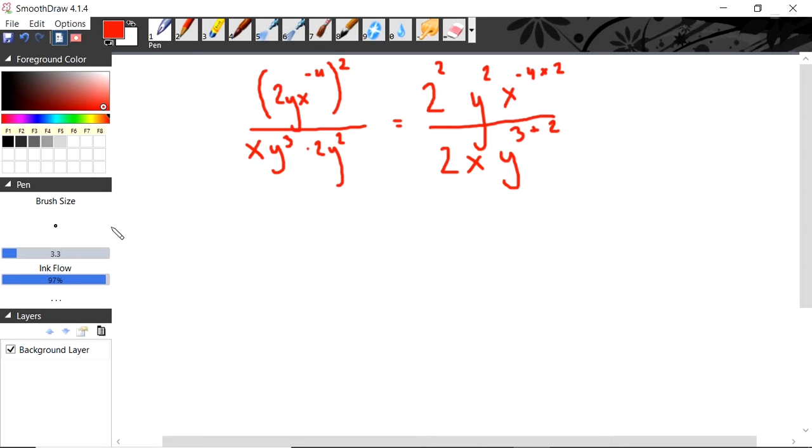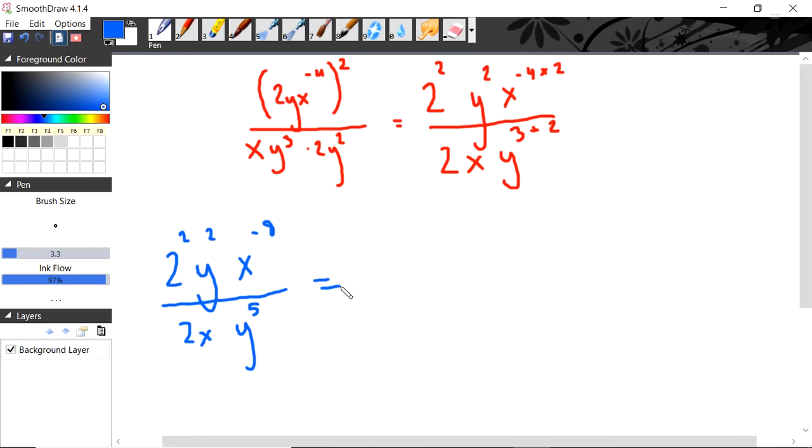So let me go ahead and simplify here. I'm going to put another color. So it's going to be 2 to the 2, y to the 2, x to the negative 2. I'm sorry, x to the negative 8. Negative 4 times 2 is negative 8. Down here it's going to be 2, x, y to the 5th.